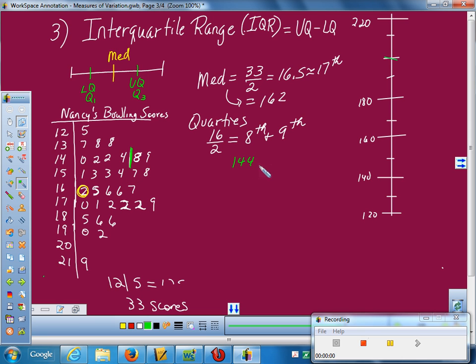Okay, so 144 plus 148. Where's the middle of those? 146. Now, is that the upper or the lower quartile? It's on the lower numbers, so it's the lower quartile.